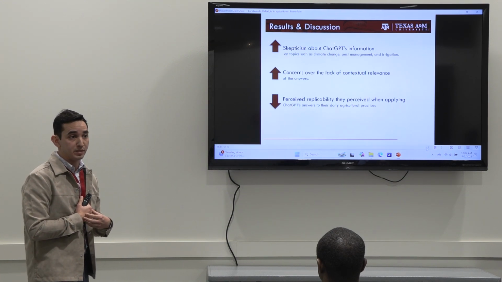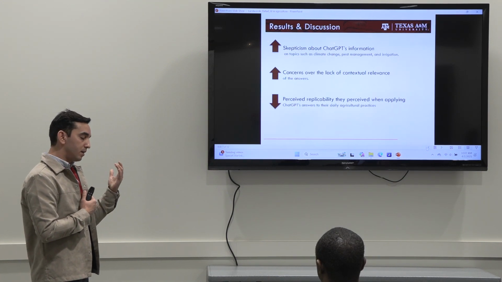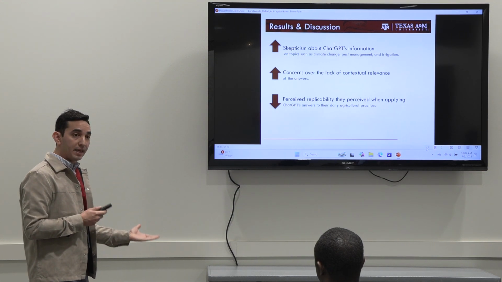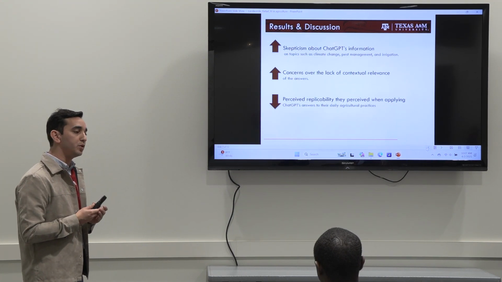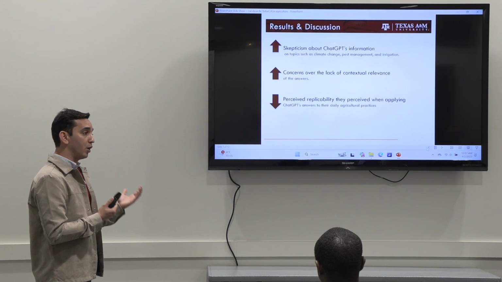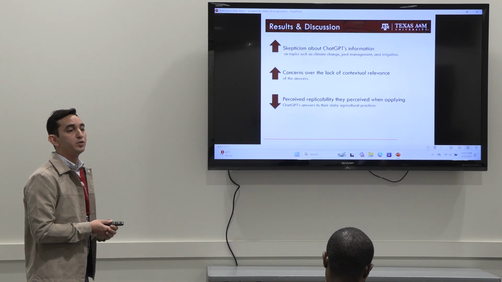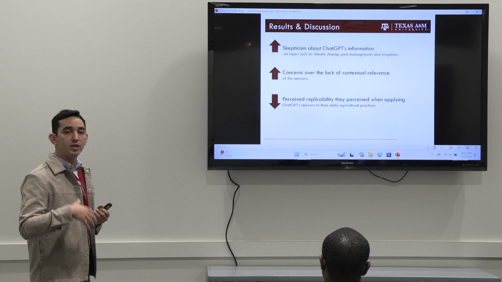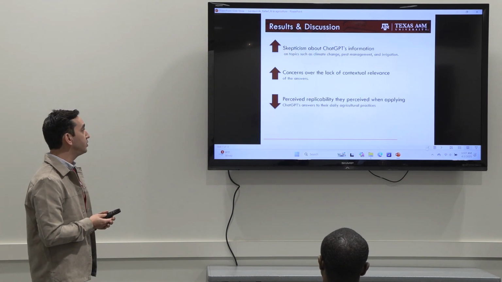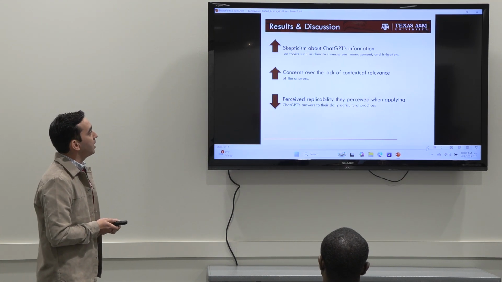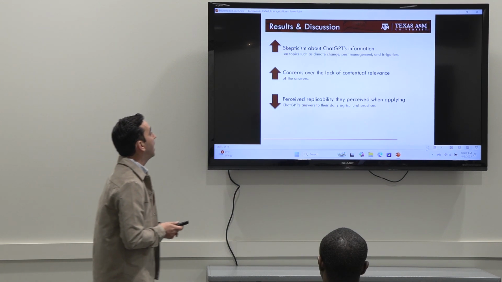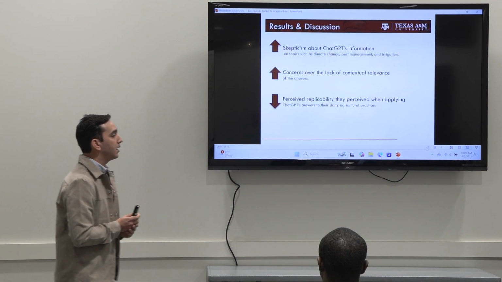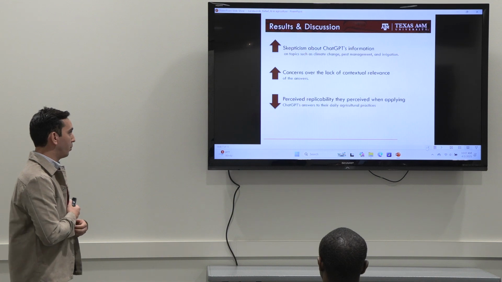relevance of the answers. We anticipated that this was going to be the case, so we provided them in the instructions when we were interacting with the chatbot the idea of providing contextual information about where they were, the crops that they were working, or the different practices that they were using. But even with that, they are apprehensive about how that information will be relevant for the context where they are operating.